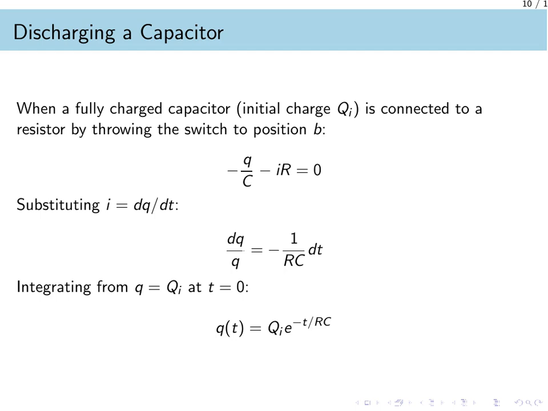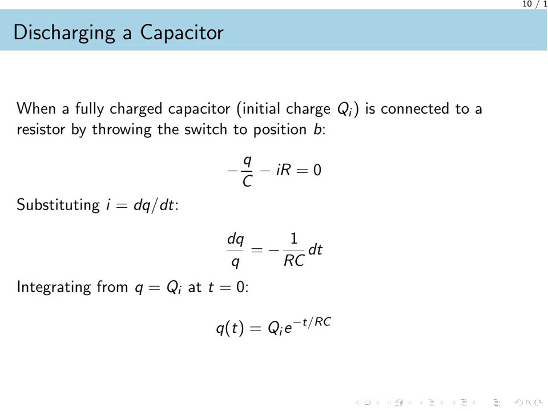Imagine we have a fully charged capacitor with an initial charge Qi, and we move the switch to position B. This removes the battery from the loop, leaving only the capacitor and the resistor. The loop equation becomes negative Q over C minus IR equals 0. By substituting I equals dQ over dt and rearranging for integration, we find that the charge as a function of time is Q of t equals Qi times e to the power of negative t over RC.